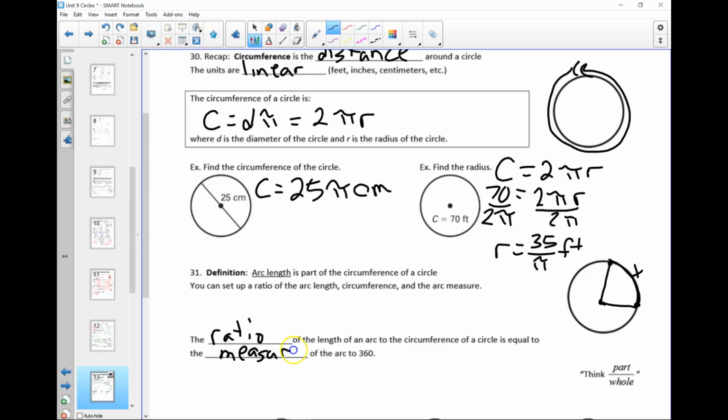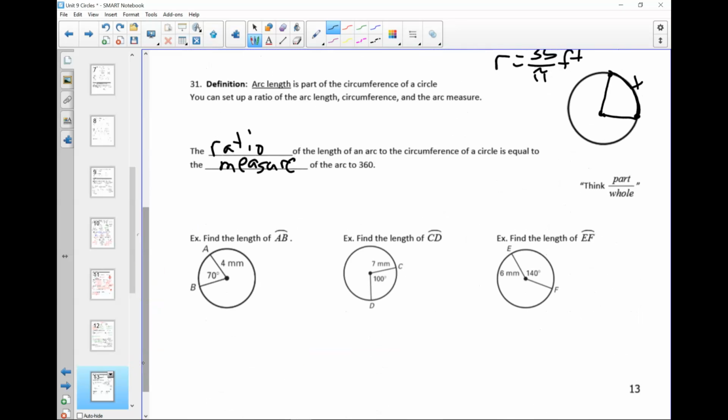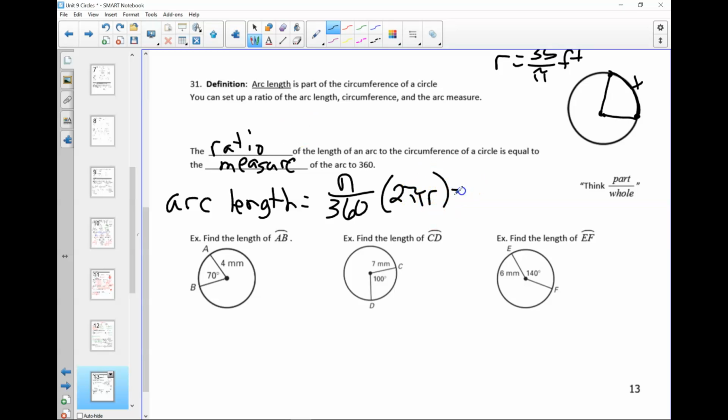All we are going to do is keep our original formulas and say that arc length equals n, the measure of the central angle, over 360 times 2 pi r. If we're given the diameter, we'll do n over 360 times diameter pi.